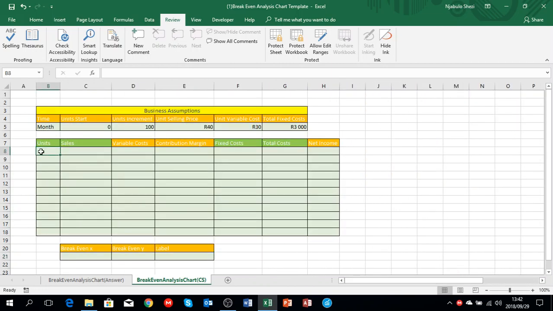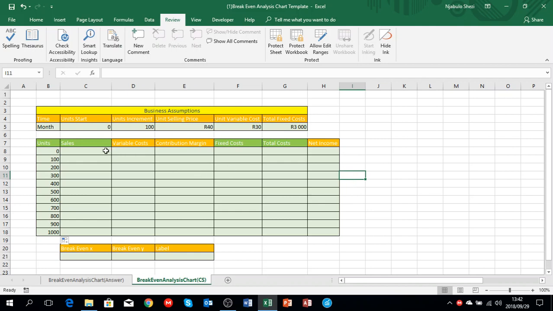So our unit start is of course 0. Enter. And then our unit increment is equal to 0 plus our increment of 100. And then we lock the cell, guys, so we can click and drag all the way down, enter, and then we click and we drag all the way down. So our unit starts from 0 all the way down to 1000.